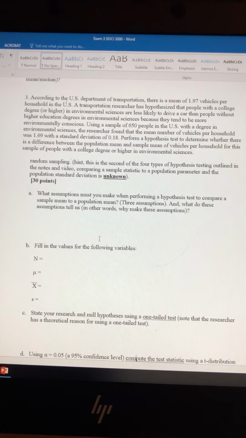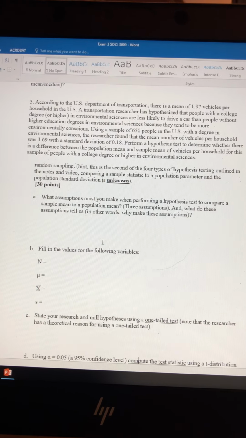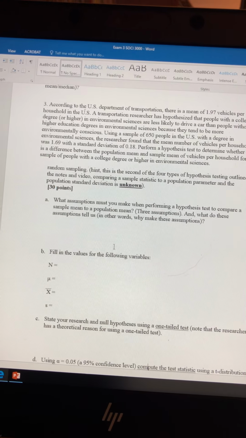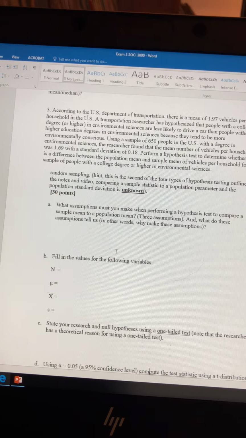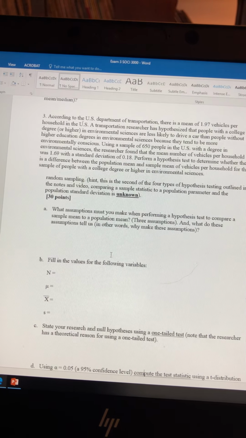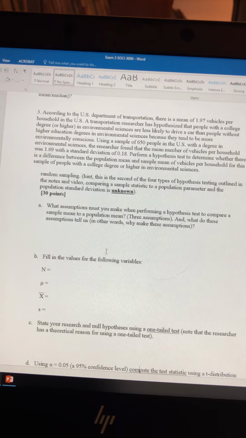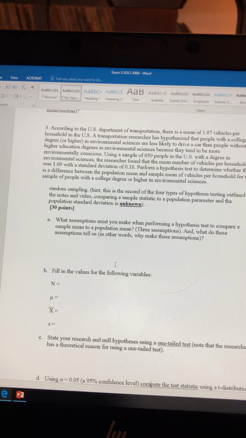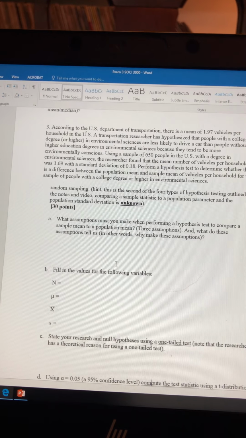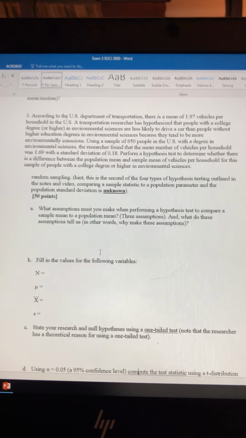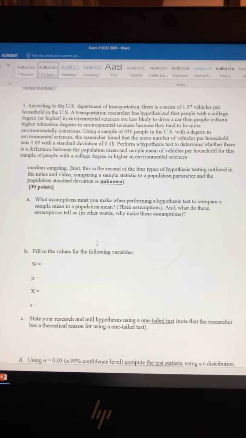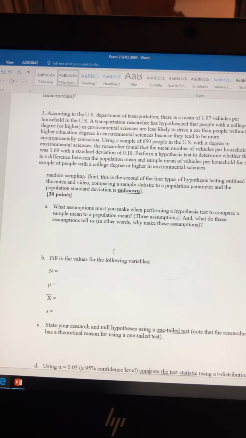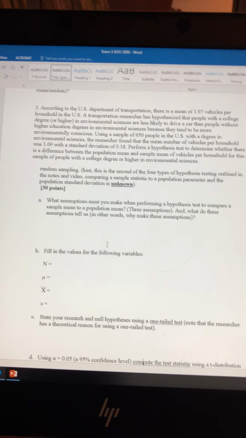So basically what's going on is that we have U.S. Department of Transportation data telling us that in America, households have an average of 1.97 vehicles in their household. So a mean of 1.97. And they take this sample of 650 people in the US with a degree in environmental sciences, believing that people with environmental science degrees would drive less. Well, not necessarily drive less, but be less likely to own cars. And then do this hypothesis test to see if there's a difference between the US population and this group of people with environmental science degrees.